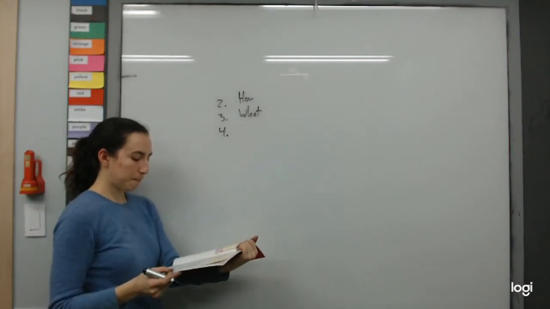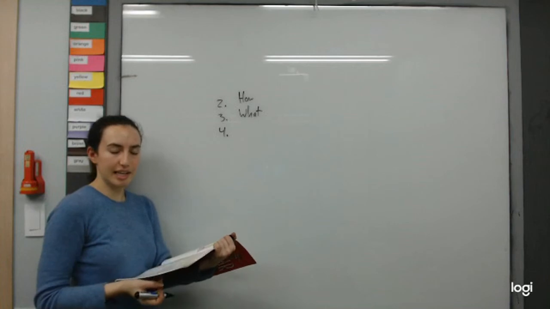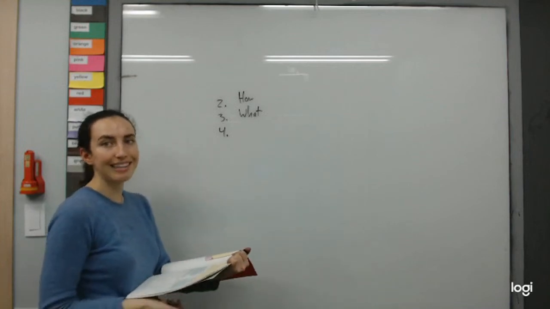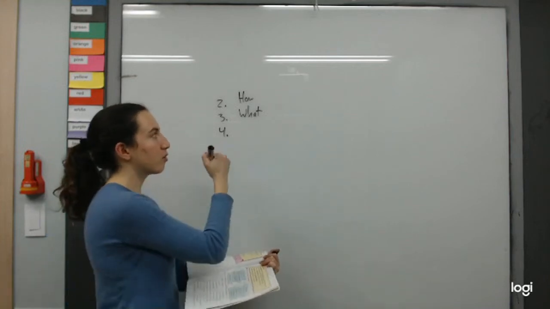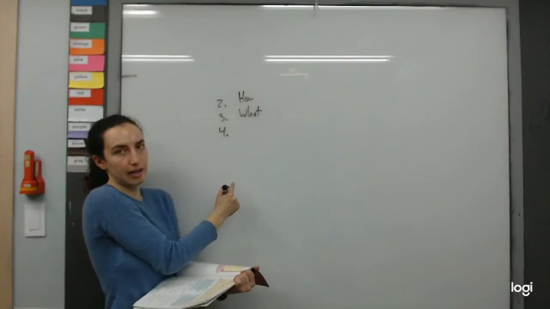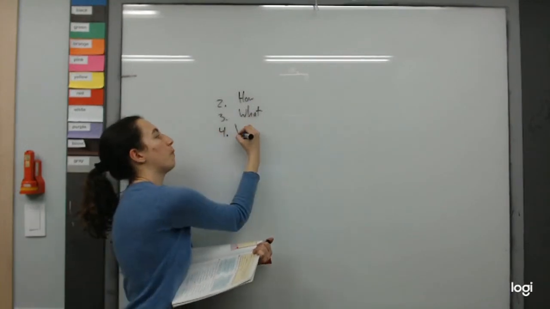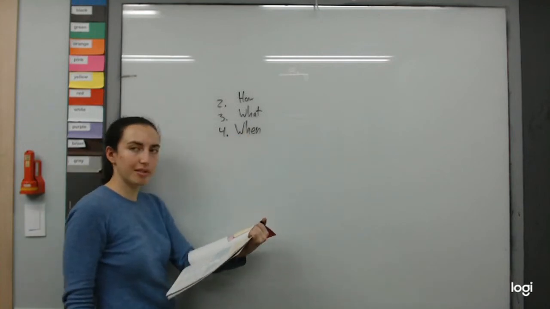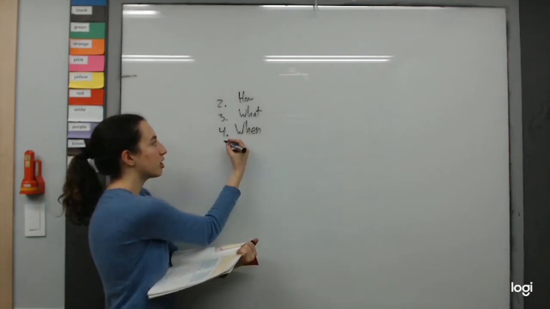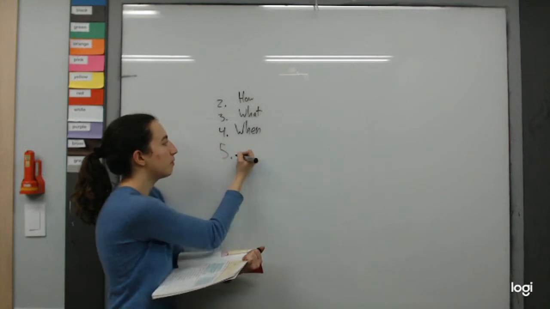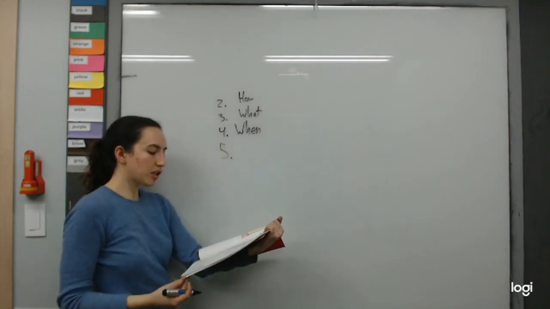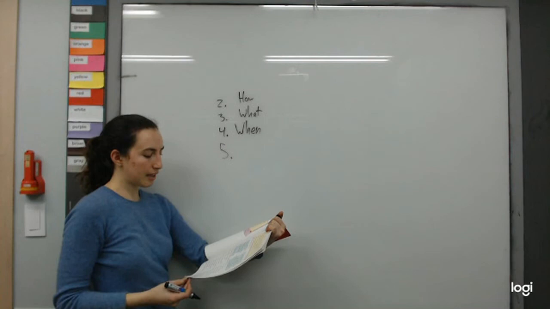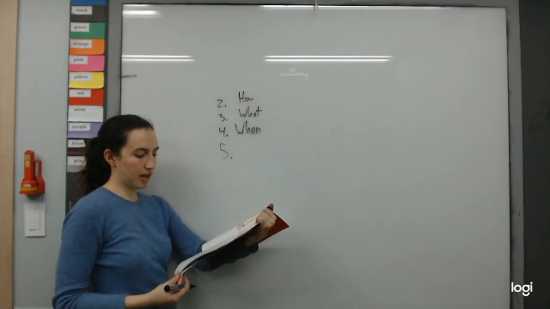Okay, number 4. When was your music class? Answer, it was on Tuesday. So Tuesday is a day, a time. So what question word do we use for time? When was your class? When was your music class? When is the question word we use for time. So, when was your music class? It was on Tuesday.